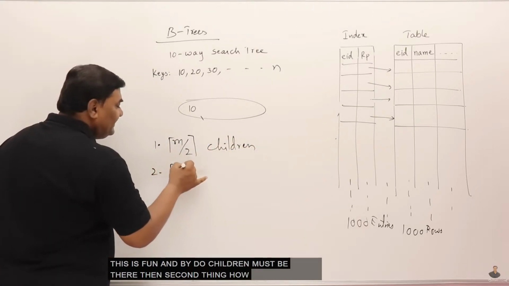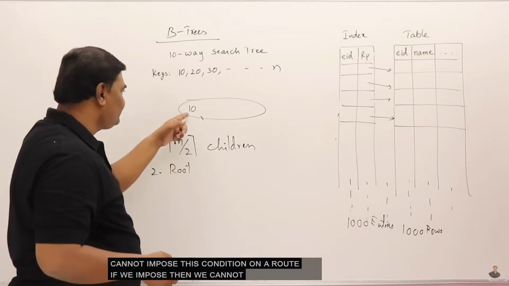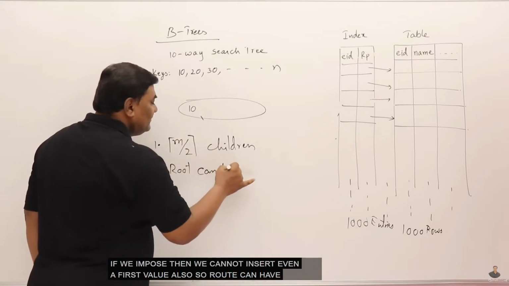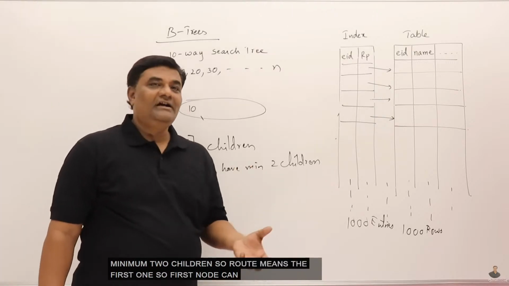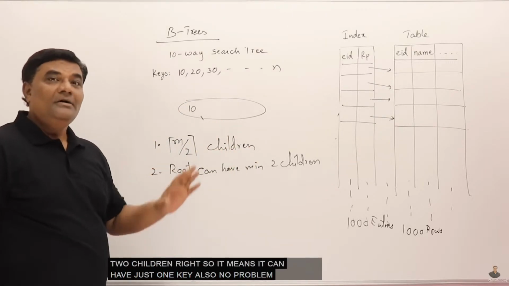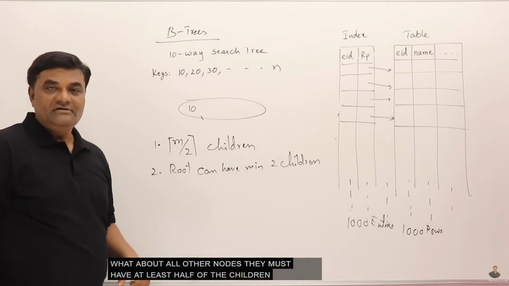Then the second thing: how can we impose this condition on the root? We cannot impose this condition on the root. If we impose it, then we cannot even insert the first value. So the root can have a minimum of 2 children. The root means the first node. So the first node can have a minimum of 2 children, which means it can have just 1 key, no problem. But what about all other nodes? They must have at least half of the children. These are the 2 conditions.